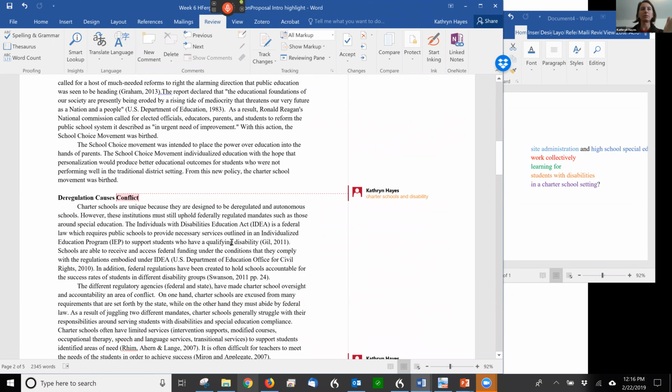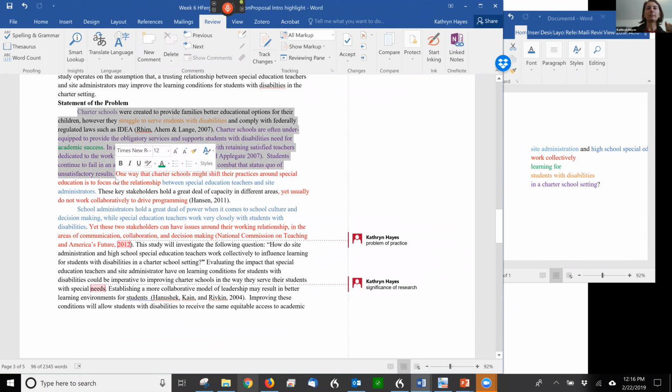She spends some time talking about charter schools here. And then she gets into, again, this relationship. So in this section here, she's talking about the relationship between admins and the special ed teachers and how it's super important, right? She's making this argument. And then finally, once again, she gets into the research problem and the significance of the research and the rest of it, okay?